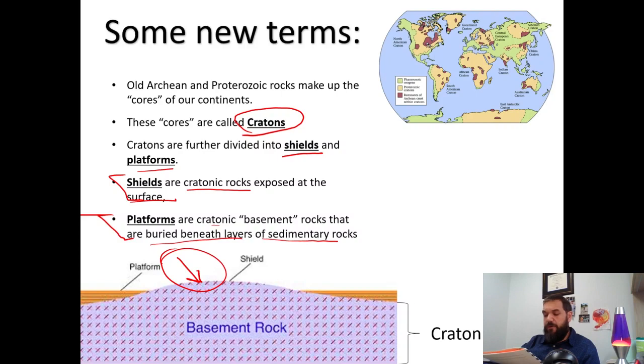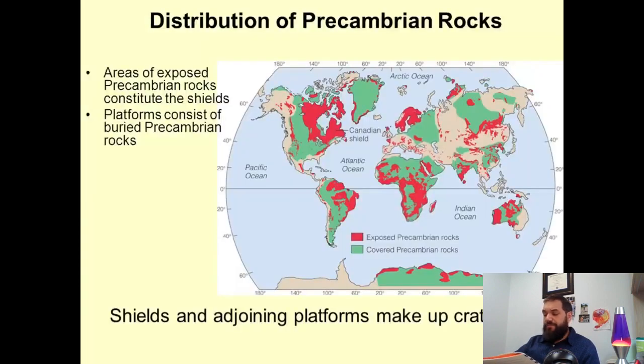Craton, shield and platform. It's just a matter of being covered with more recent sedimentary rocks or not. Okay, now what is the continental crust made out of? Now you might remember that it says true or false: composition of continental crust is mostly basaltic. That's a big fat false, right?